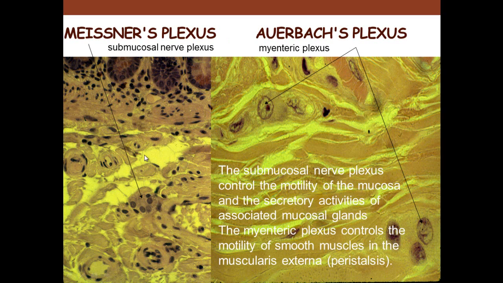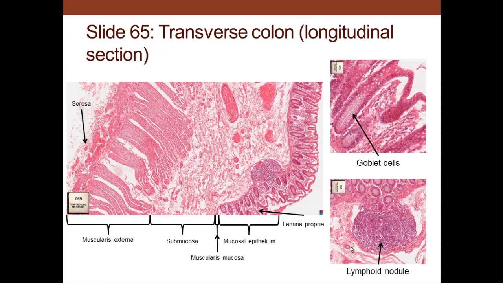Again, another view of it. The submucosal nerve plexus controls the motility of the muscularis mucosa and the secretion activities of the mucosal glands. Auerbach's plexus controls the motility of the smooth muscle in the muscularis externa, peristalsis, moving things along the way.